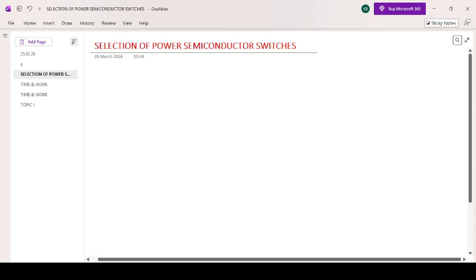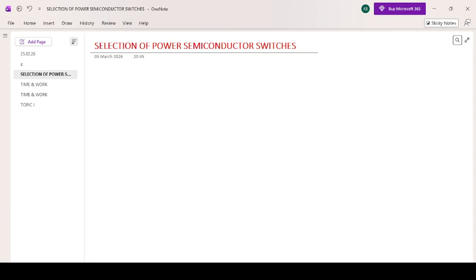In this video, I am going to explain how power semiconductor devices are chosen for a particular application with respect to their power rating and operating frequency. For that, let me draw the power spectrum of the devices.